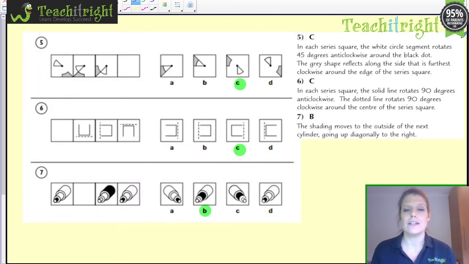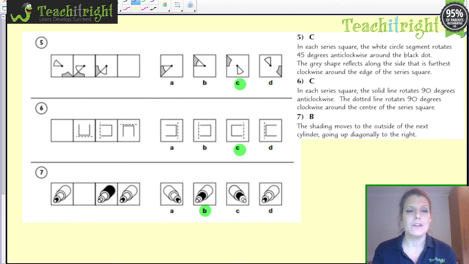Moving on to 5 to 7. 5 was C. Now what's happening here is that little white circle segment is rotating just a little 45 degrees anti-clockwise around the black dot. The grey shape reflects along the side that is furthest clockwise around the edge of the series square. But really there was only one option that it could have been based on the white circle segment being in the correct place.